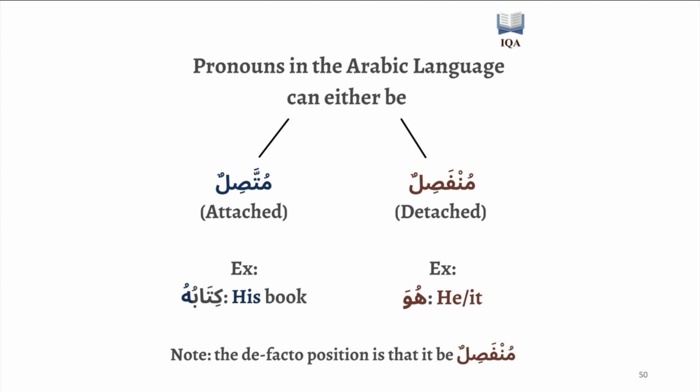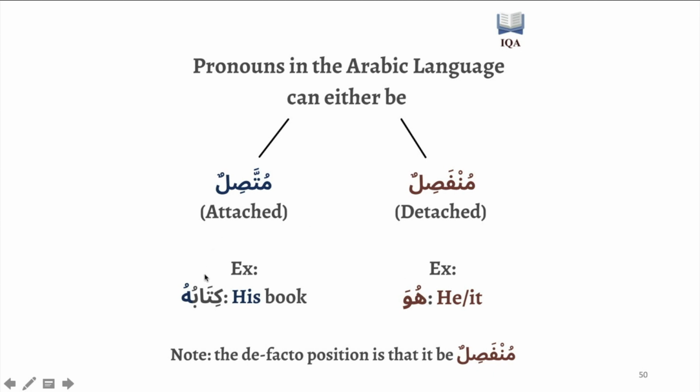So what does that mean? A pronoun like huwa can be attached to another noun. And when it becomes attached to another noun, it changes its form. Huwa becomes hu. Kitabuhu means his book. So his, in Arabic, who is the equivalent of it? Hu is the attached form of huwa. So it changed its form in order to become attached to another noun.